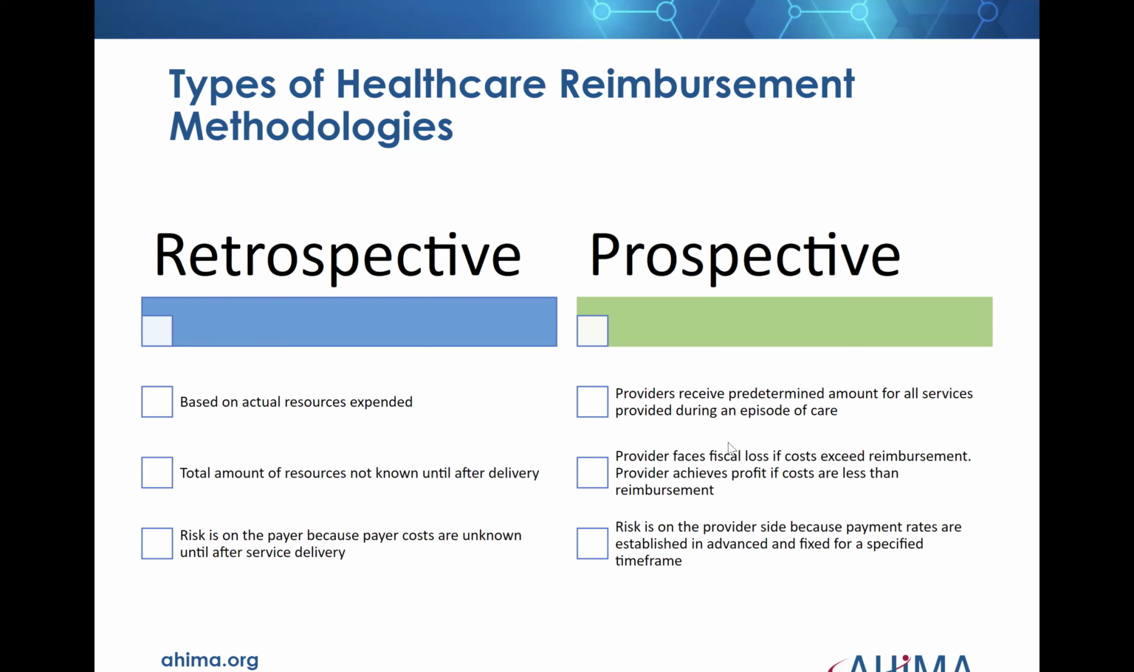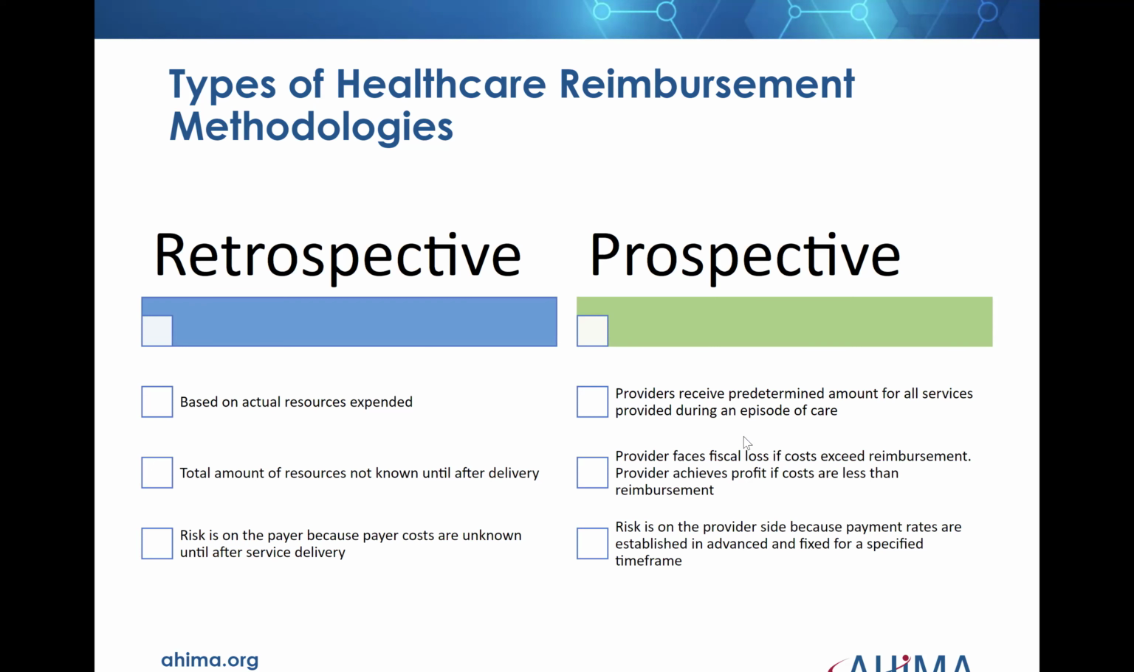Prospective means that the provider gets a predetermined amount for all services. So in the HCC model, if a patient has peripheral vascular disease, and HCCs are a category of diseases, right? So those that have peripheral vascular disease would fall into HCC 135. The insurance company, the payer, if you will, would get a predetermined amount from CMS for all services, whether the patient was seen once in a year or 200 times in a year.